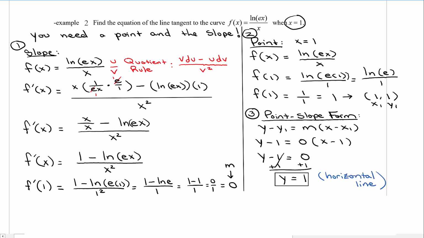It also happens to be a horizontal line, so that's why I'm writing down the word horizontal line inside parentheses next to it, so you can better visualize what this would look like on a graph.